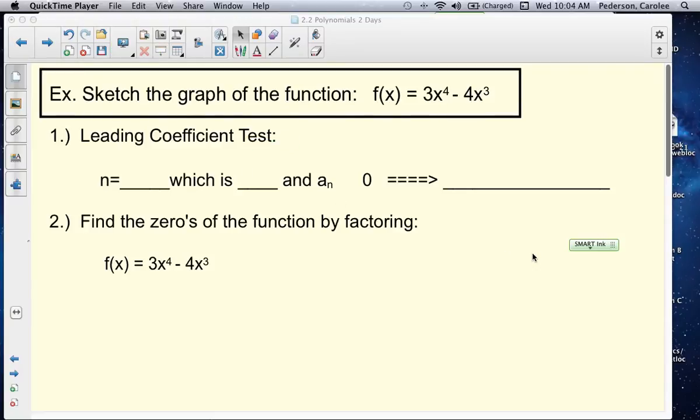This is our last example. It's 2.2, day 2, part 3. Like I said in the last video, if you wrote the last example down, then this one you might want to just watch and listen. You can help me out.